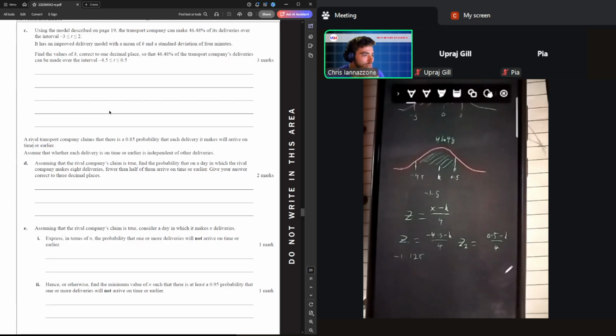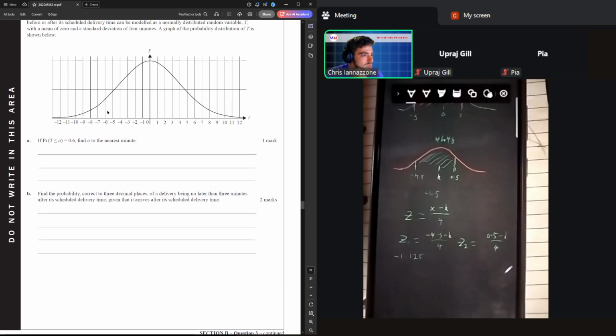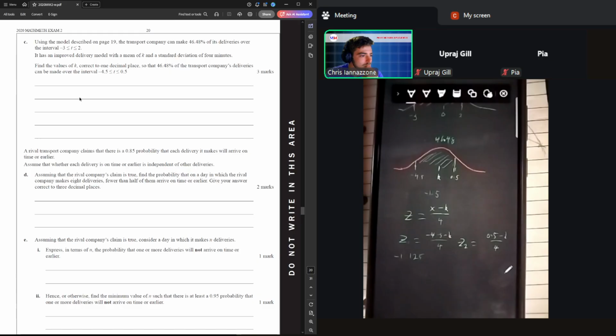A rival transport company claims there is a 0.85 probability that each delivery will arrive on time or earlier. So if we think about the same distribution, on time or earlier just means either x equals 0 or in the negative direction. And we got a very high likelihood of that occurring. Assume each delivery is independent. If the claim is true, find the probability that on a day where there are 8 deliveries, fewer than half arrive on time or earlier.